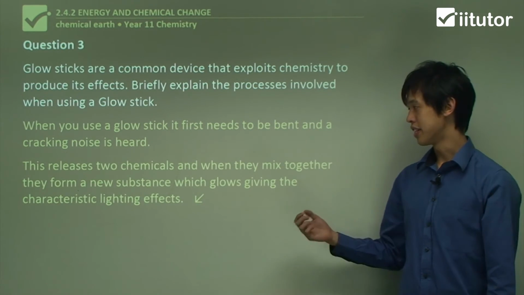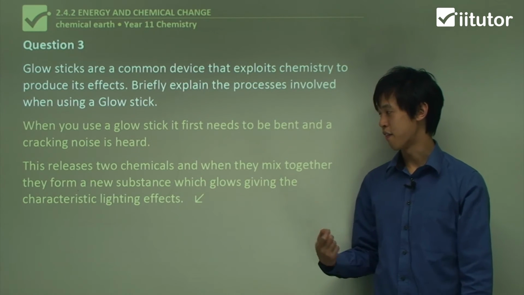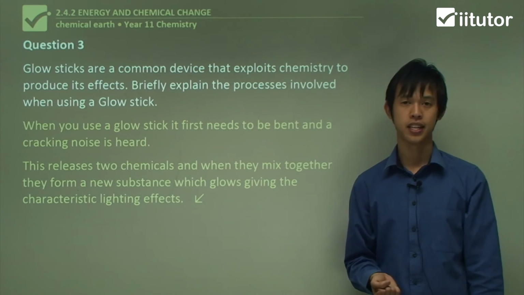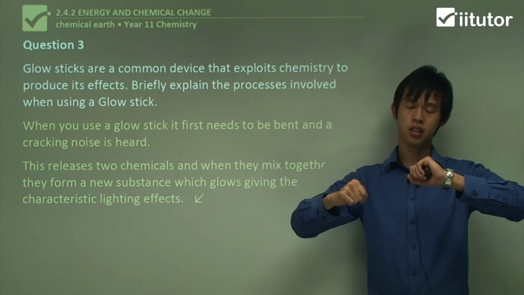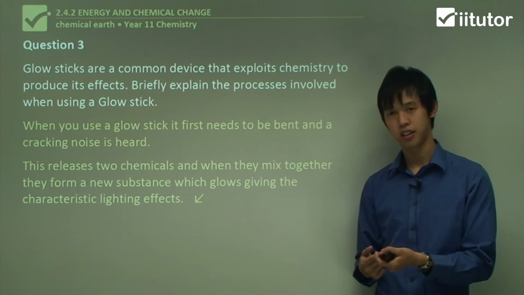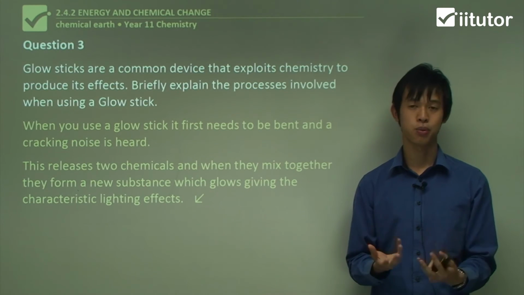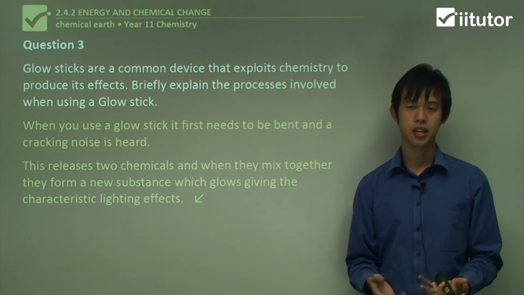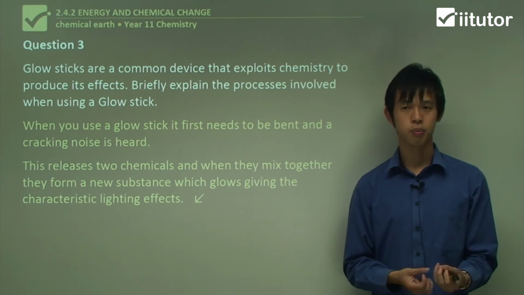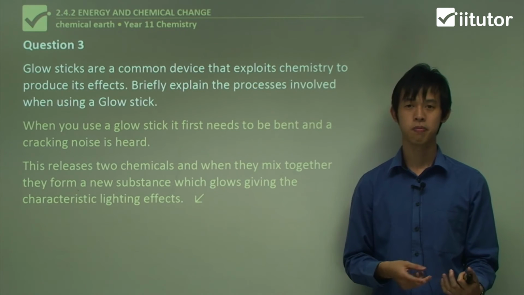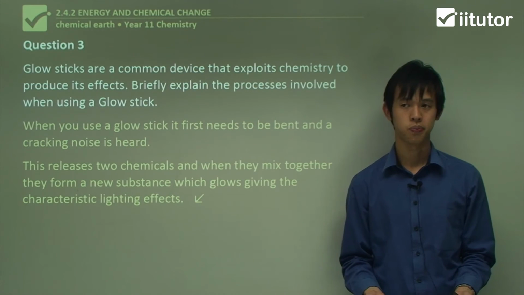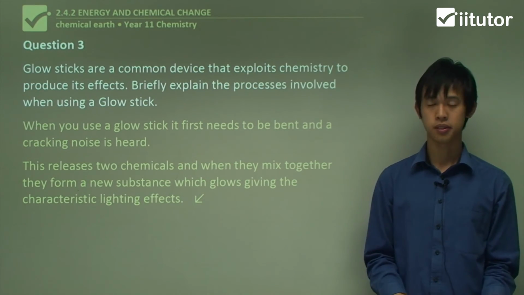What that does is it releases two chemicals, and when they mix together, they form a new substance which glows, giving the characteristic lighting effects. It's because they react with one another to form light, so we know a reaction is happening. And that's why glow sticks eventually stop glowing: all of the chemicals have reacted together, so you can't produce any more light because there are no more reactions. And that's how a glow stick works.